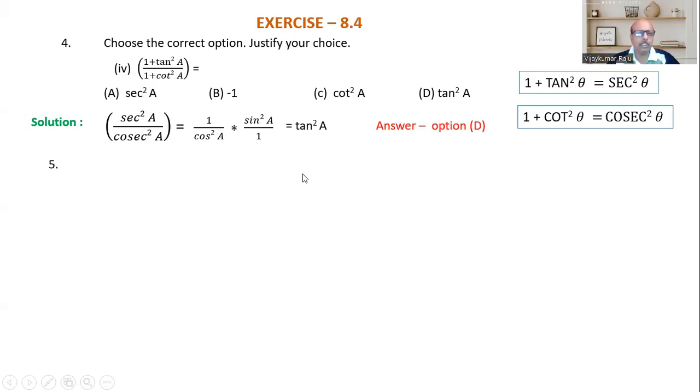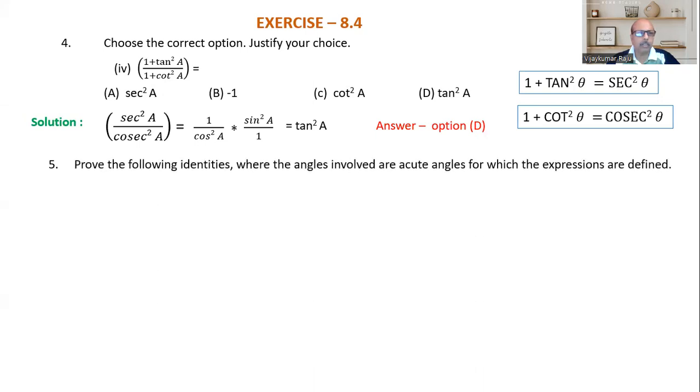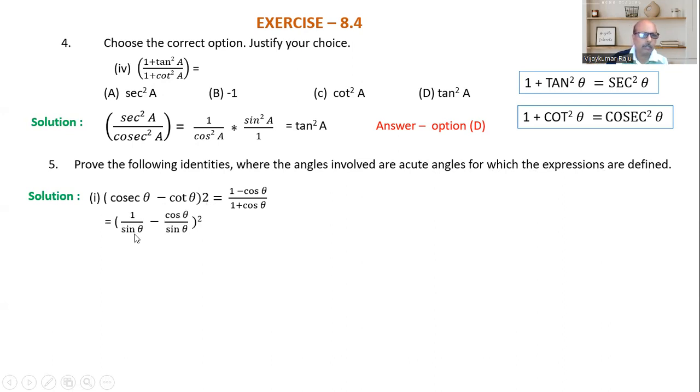Now let's start question number 5. Prove the following identities where the angles involved are acute angles for which the expressions are defined. Okay, the angles are acute angles. Let's take the first bit. Cosec theta minus cot theta whole square is equal to this. This is a square, it should be, it was written by mistake. So cosec is 1 by sine, cot is cos upon sine, raised to 2.